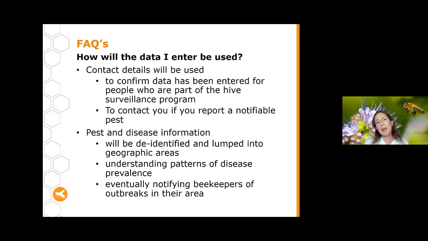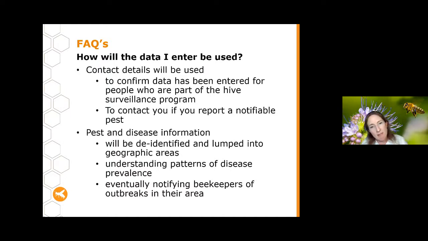And so how will your data that you enter into this portal be used? Well, your contact details for a start will be used to confirm that data has been entered for people who are part of the hive surveillance program. So we've got their information, we're right to go for that particular period. And it will also be used, whether or not you're in that program, to contact you if you report a notifiable pest. So if you, for some reason, haven't sent it through to the DAF hotline, or if you've got AFB, we might give you a quick call to talk about what you need to do about that notifiable pest.